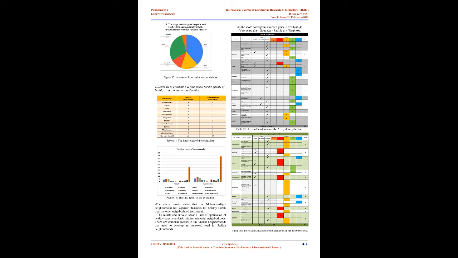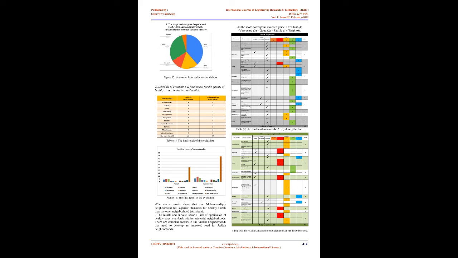Aziziyah/Muhammadiyah. The questionnaire with residents and visitors. We conducted a questionnaire to determine their impression about services, quality of the streets, and path. Their total number reached 300 people, and they were as follows: Figure 16. Figure 15, evaluation from residents and visitors. Schedule of evaluating and final result for the quality of healthy streets in the two residential neighborhoods. Table 1, the final result of the evaluation. Figure 16, the final result of the evaluation.